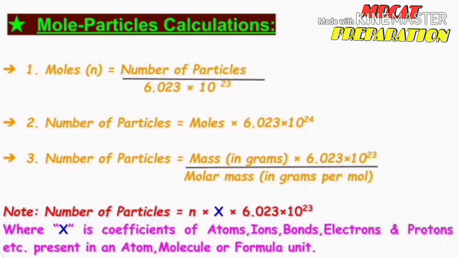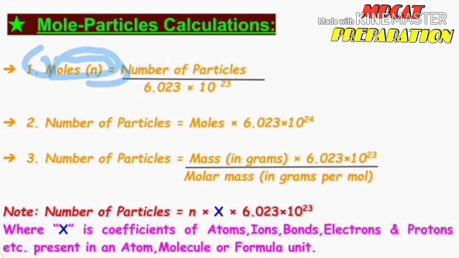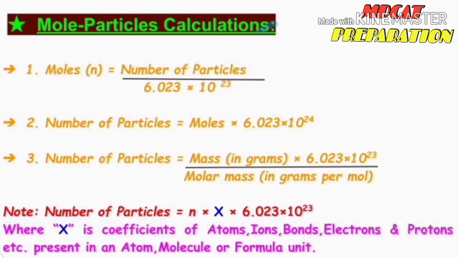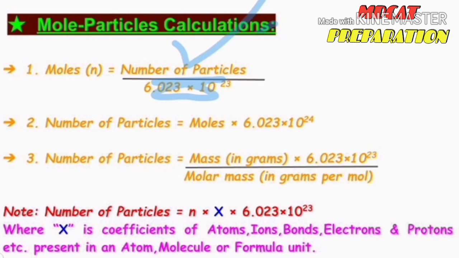Second is mole-particle calculation. Mole-particle calculation can be easily solved by these formulas. The first one is about mole. If mole is required and number of particles is given, then we can easily find the number of moles, because Avogadro number is a constant and the number of particles is given.